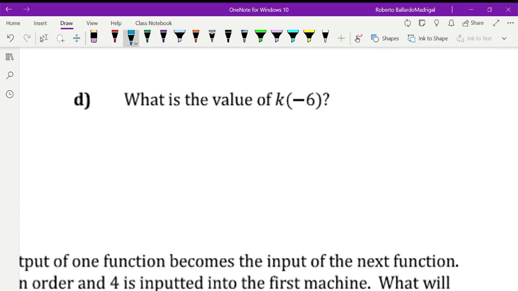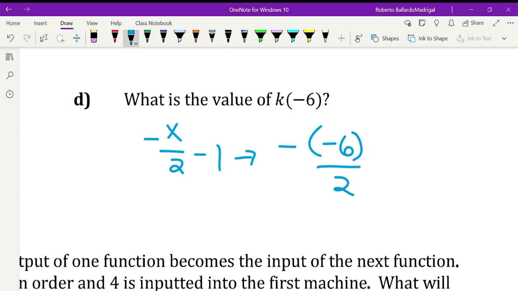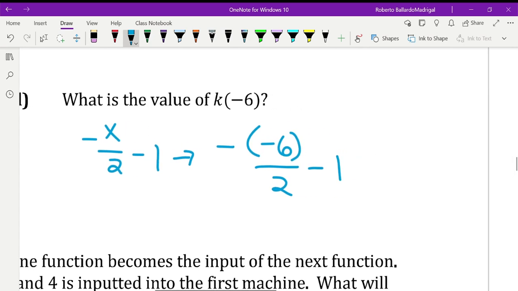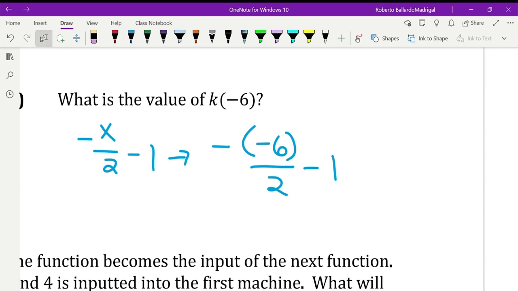So here's the problem, though. And this is what I did wrong. So we have negative x over 2 minus 1. But when you plug in a negative 6, you have negative 6 over 2 minus 1. So we have a case of a double negative. Negative 6 becomes positive 6 over 2, which is 3. So this is 3 minus 1, which is equal to 2. Yep. So that's what we're actually looking at. Positive 2.